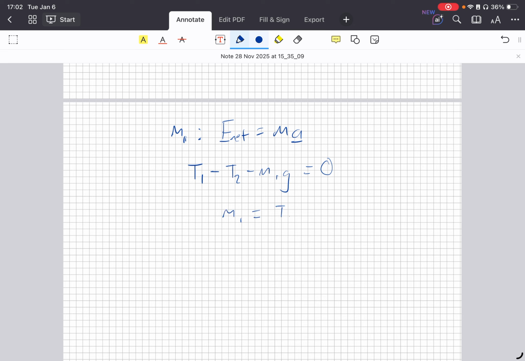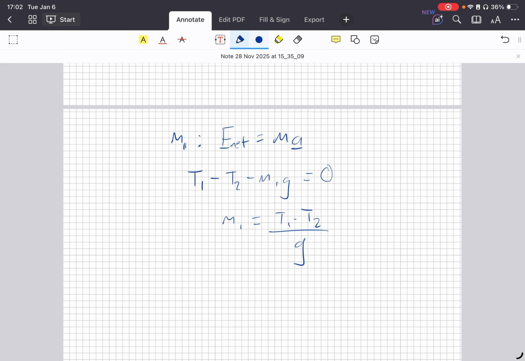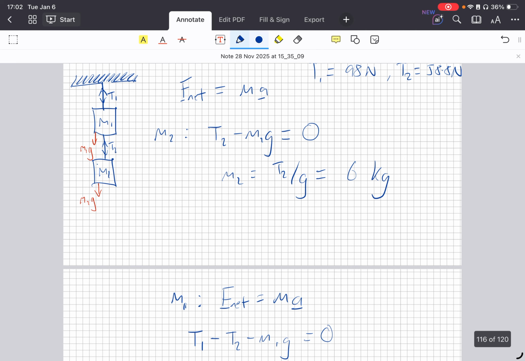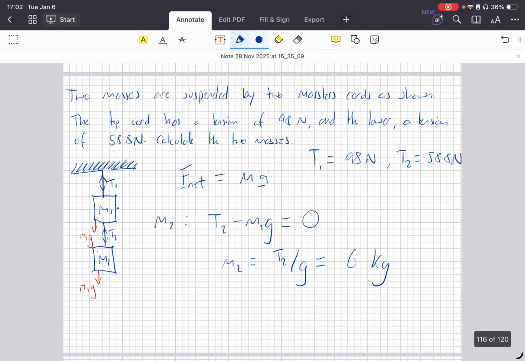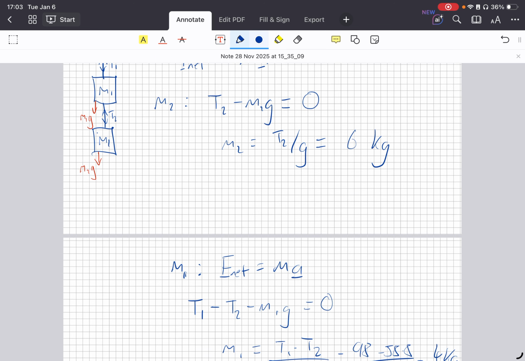We can rearrange this now to give us an expression for M1. M1 will just be equal to T1 minus T2, all divided by g. We know what T1, T2, and g are: they are 98, 58.8, and 9.8 respectively. You'll see that I've chosen the numbers here nicely. So this is equal to 6g, this is equal to 10g. So we get 4g divided by g, which just gives us 4 kilograms for the first mass. So that's the problem. Again, it's nice and simple. We're just working in one dimension, but it's important to recognize how these tensions act differently on the two masses. That's the key to solving this problem.